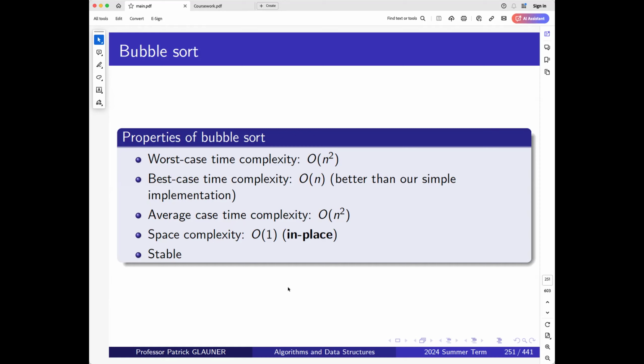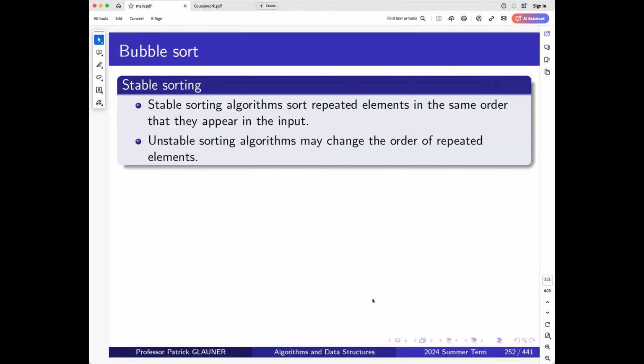Then bubble sort has another property, and we say bubble sort is stable. Now you're wondering what a stable sorting algorithm is. I will show you this. Stable sorting algorithms sort repeated elements in the same order as they appear in the input. And what does that mean?